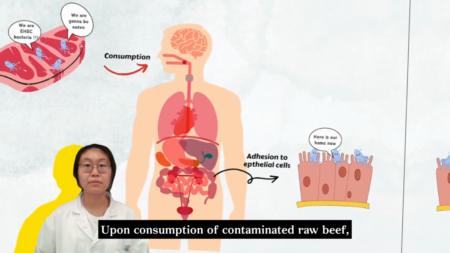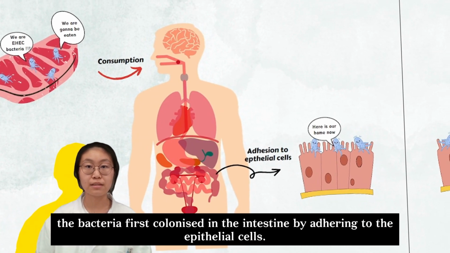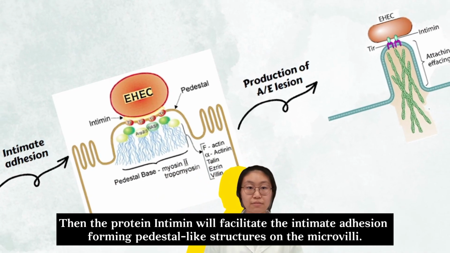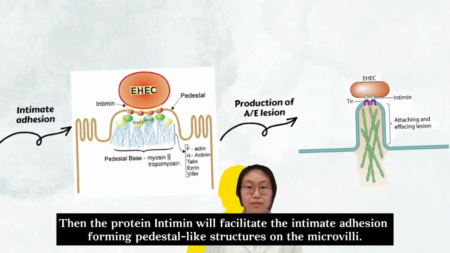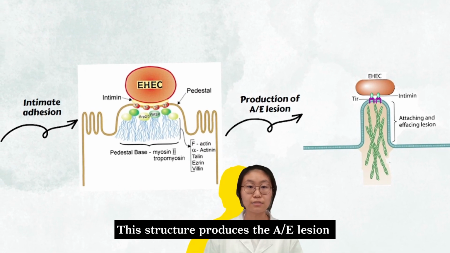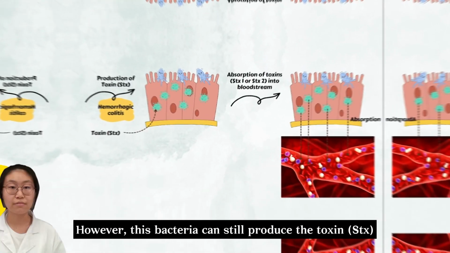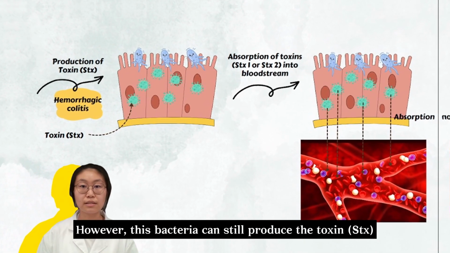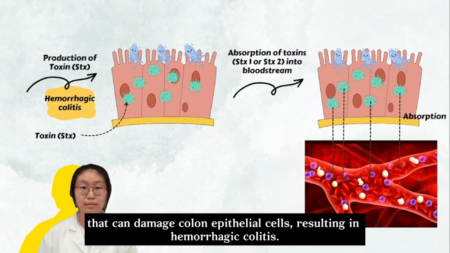Upon consumption of contaminated raw beef, the bacteria first colonize in the intestine by adhering to the epithelial cells. Then the protein intimin will facilitate the intimate adhesion, forming pedestal-like structures on the microvilli. This structure produces the AE lesion and destroy the absorptive villi, resulting in malabsorption. However, this bacteria can still produce the toxin STX that can damage colon epithelial cells, resulting in hemorrhagic colitis.